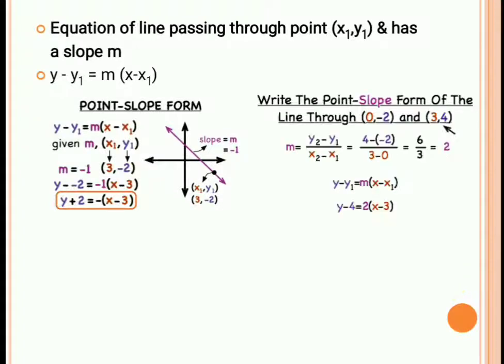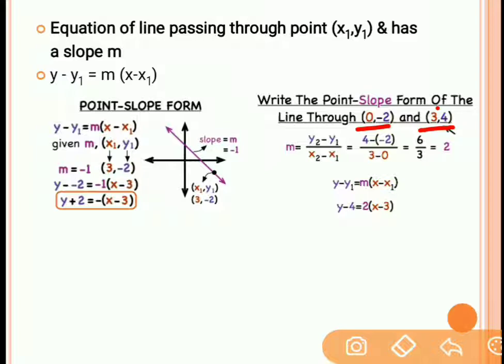Now suppose you have been given 2 points, (0, -2) and (3, 4), and it has been asked in the question to find the equation of the line which passes through these 2 points. First point is (0, -2) and second point is (3, 4).